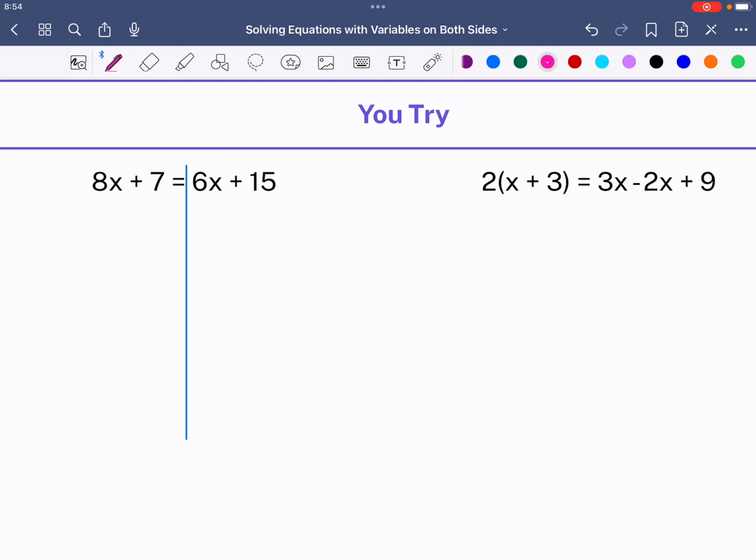So on this first one, you didn't have anything to simplify on either side, so you moved your variables first. I'm going to subtract 6x on both sides. So we have 6x minus 6x is 0. 8x minus 6x is 2x. Brought down the plus 7 equals 15. Okay, then you got the variable by itself. So we're going to subtract 7 on both sides. Opposite of plus 7 is minus 7. 7 minus 7 is 0, leaving us with 2x equals 15 minus 7 is 8.